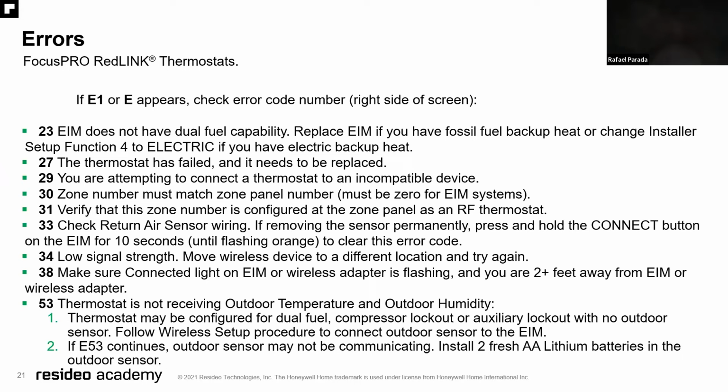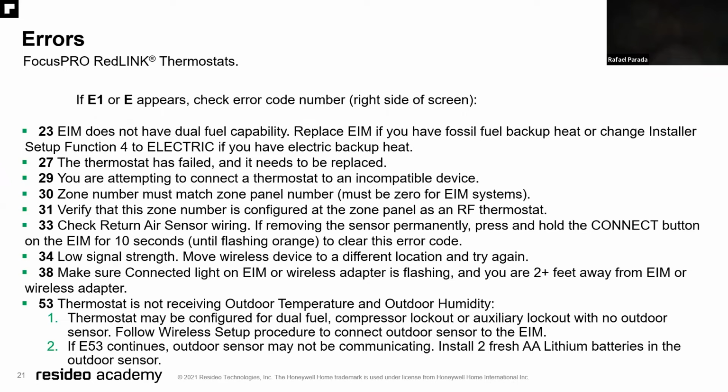The most common calls we receive about these errors is, for example, number 29, that you are attempting to connect a thermostat to an incompatible device. So remember 5000 and 6000, whenever you're using the THM5320R EIM, it is not going to be compatible with an indoor wireless sensor. So probably we are trying to connect an indoor wireless sensor, and that is why we are receiving this error.